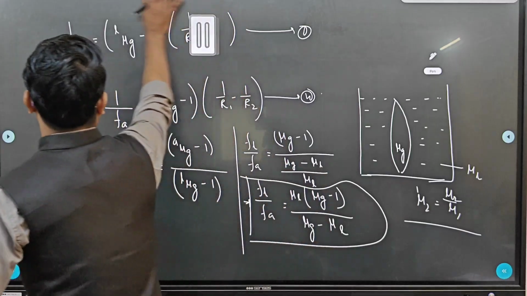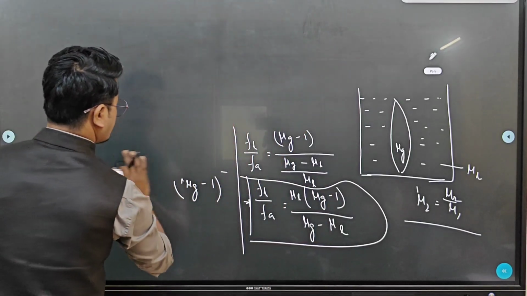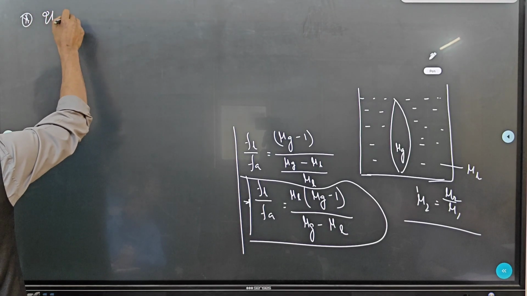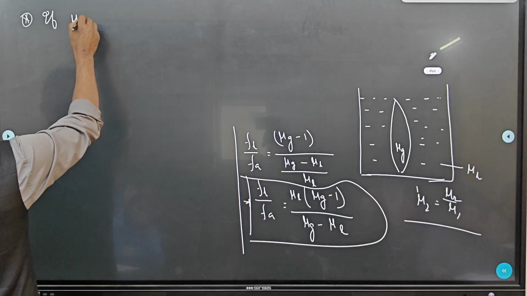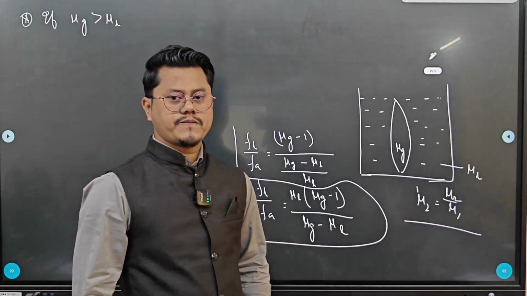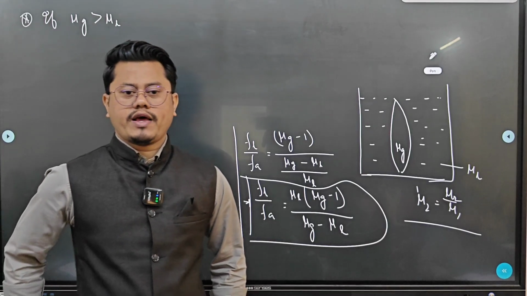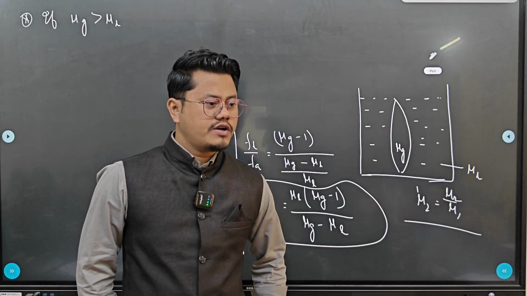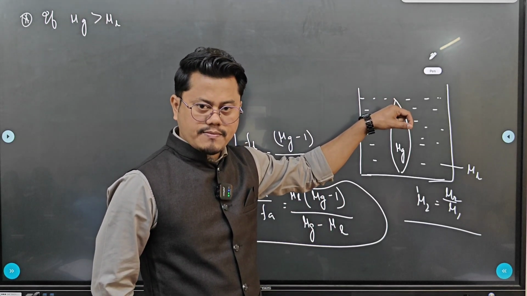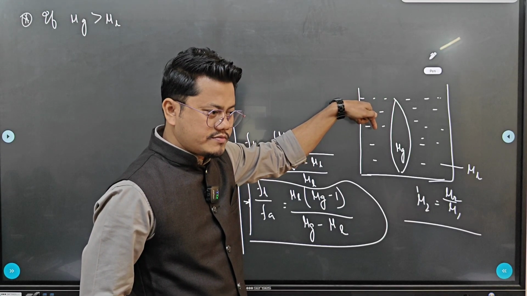Just go for a star mark. Let's go for interpretation one by one. See, first point. If μg greater than μl, what does it mean? What is μg? Refractive index of lens. And what is μl? Refractive index of liquid. We have immersed the lens in such a way that refractive index of lens is greater than refractive index of liquid.